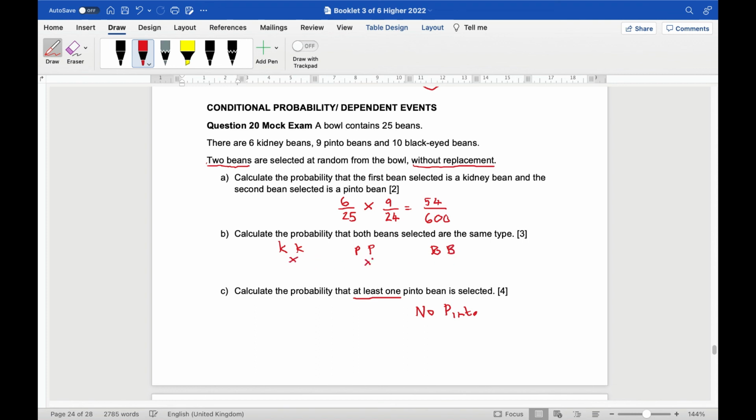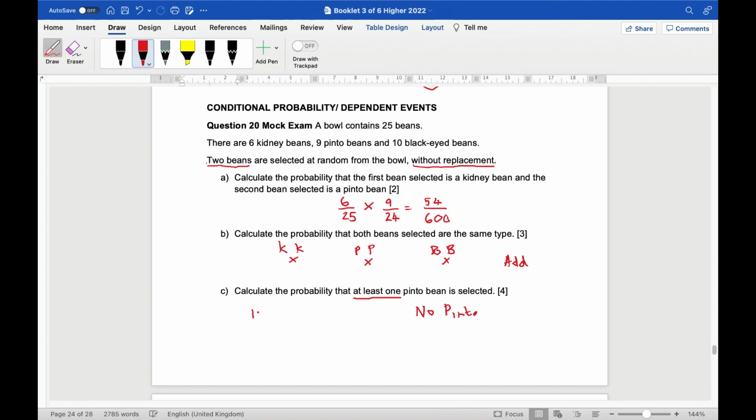Work out, work out, work out, and then add them all up. Calculate the probability that at least one pinto bean is selected. You'll be there all day going, oh, a pinto with this, a pinto with that, that with a pinto, 2 pinto, it'll take you all day. So, group everything else into not pinto.